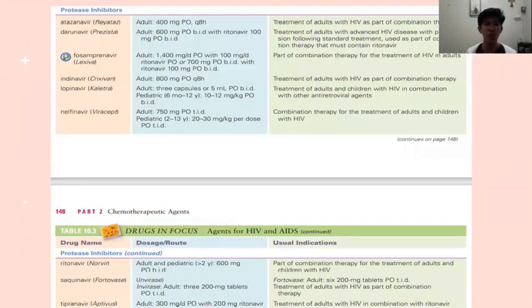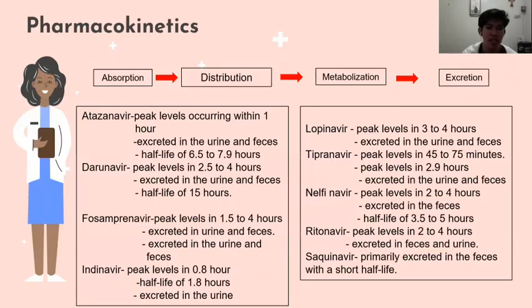Under this classification, we have these different drugs, dosage, route, and usual indications. Kindly read this, guys. Pharmacokinetics: it is also absorbed in the GI tract, distributed towards the targeted cell, metabolized in the liver, and excreted via urine, feces, or both. And I also indicated the peak levels and half-life of the drug.